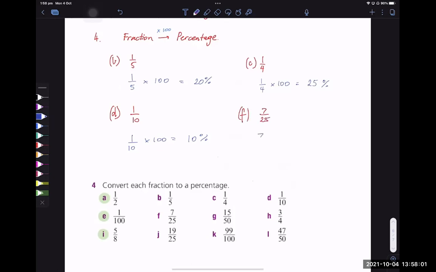No worries. So 7/25, if you want to change that to a percentage, all you have to do is multiply it by 100. Mr., do we do all of them? 28%. 28%, fantastic, thank you.